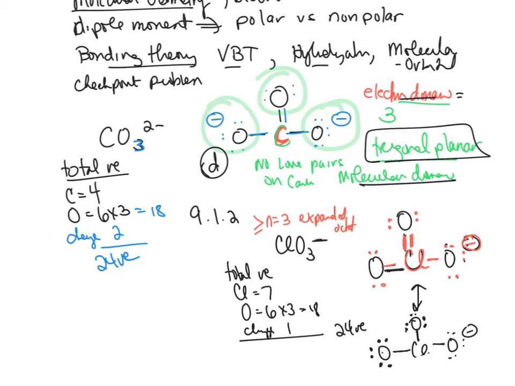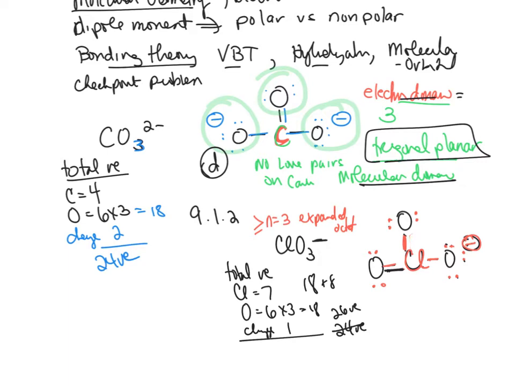Wait, I think I have them wrong, don't I? 8 plus 8 is 26. Okay. So 1, 2, 3, 4, 5, 6, 7, 8, 9, 10, 11, 12, 13, 14, 15, 16, 17, 18, 19, 20, 21, 22. So let's go back to here. We have 26. So make sure you always do that. I think they want you to have a lone pair.